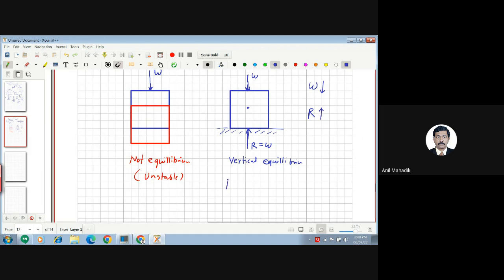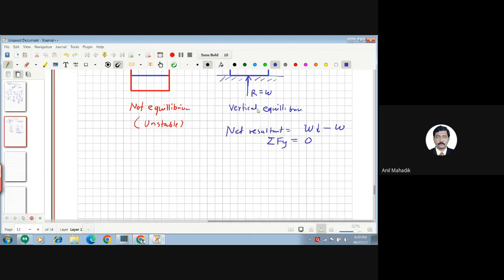That means I can say, how much will the net resultant be? How much is the net resultant? Zero. Yes. So this downward W and minus W: W minus W is 0. So the resultant is 0. So I can say that sigma Fy is 0. This is the resultant, right? So this is the vertical equilibrium condition, you can see.